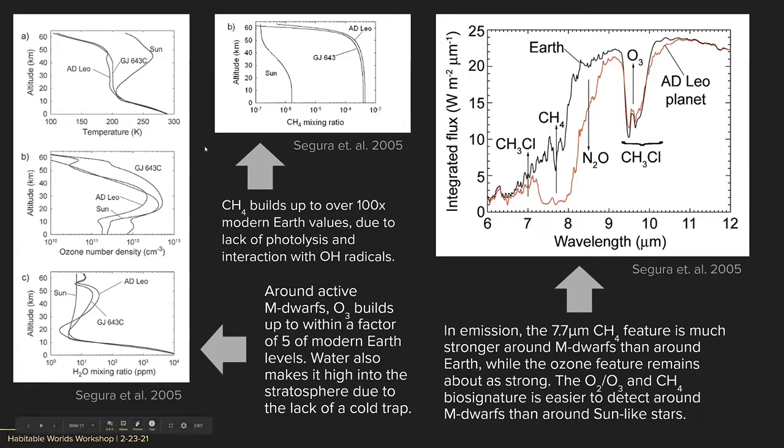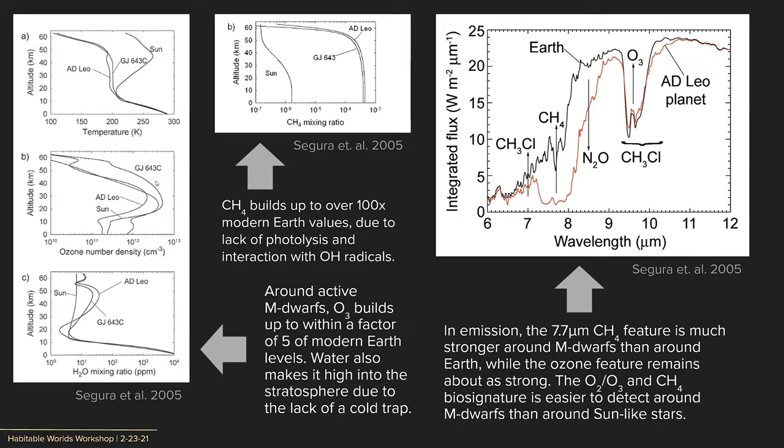Well, Segura 2005 was the first paper to really explore how UV radiation from M-dwarfs, which tend to be more active in the ultraviolet than stars like our own sun, and how that elevated UV activity impacts the composition and the photochemical processes that are happening inside of the planet's atmosphere. So we can see here that the temperature profile of planets around M-dwarfs changes by quite a bit. There's no cold trap here. The stratosphere is isothermal before it starts dropping off.